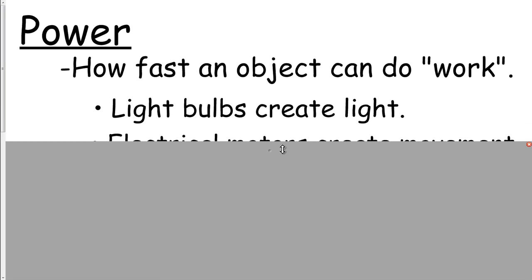Now we're going to talk about electrical power. Just to review, power is the rate or how fast a machine or a device converts energy, or transforms energy from one form into another. So it's how fast a device can transfer one form of energy into another.